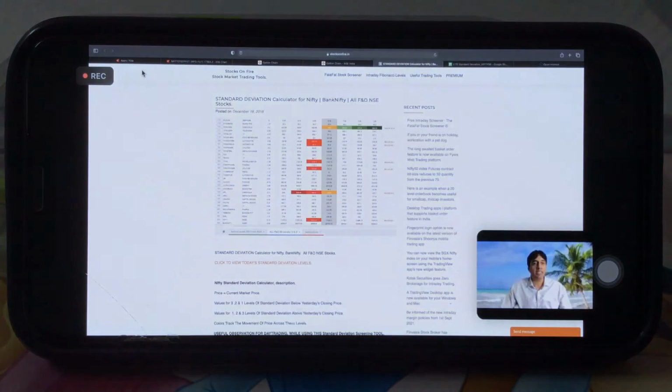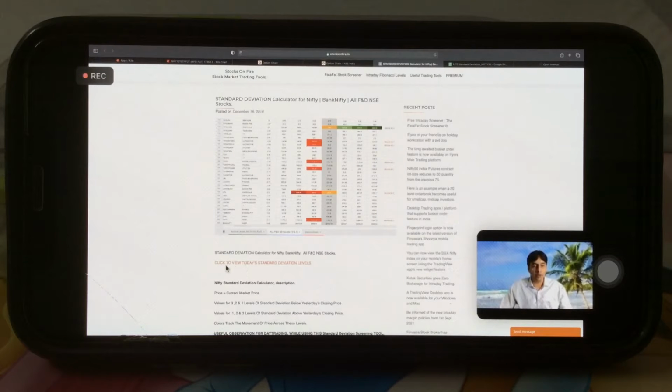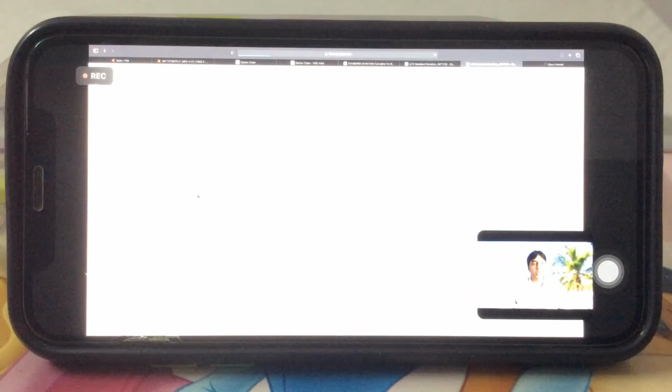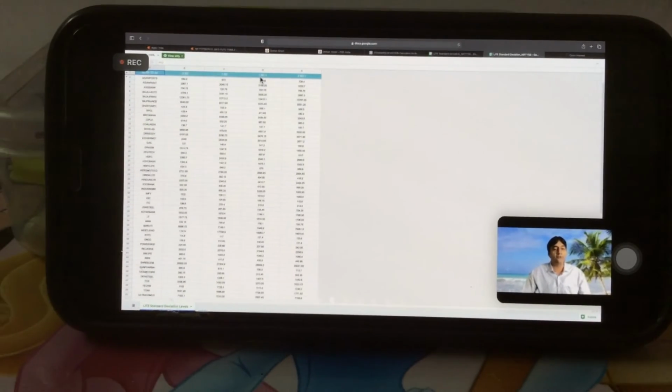right, it will open this website, stocksonfire.in, and here is written standard deviation calculator for Nifty, Bank Nifty. It's a screenshot. Below here you can read, click to view today's standard deviation level. So you have to click on this. It will open a new page. Right, so it is for all the stocks. One standard deviation on the downside and one standard deviation on the upside.